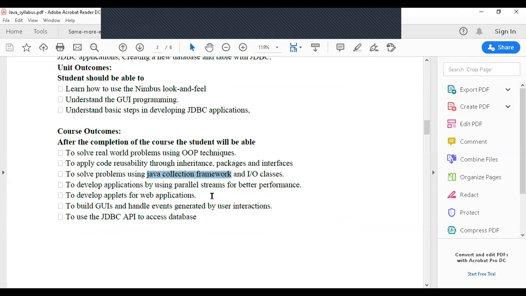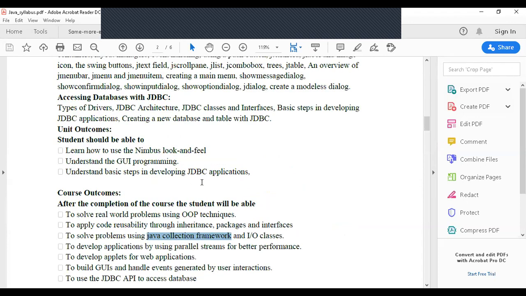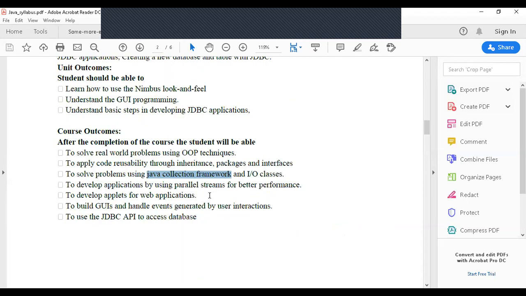So while working with your questions, we should very cautiously look at the outcomes as well as the topic level outcomes. You have to see whether they have been mapped or not. If they are not mapped, make them mapped. That's the only solution we have, because it is not mentioned. There is no exception handling mechanism being considered in solving problems using Java collection framework and IO classes.